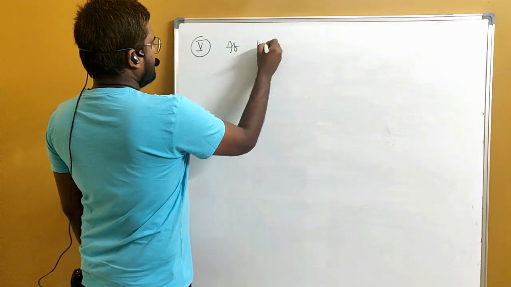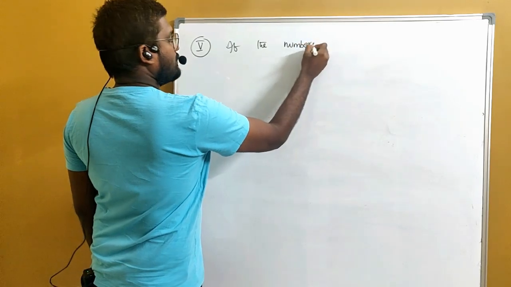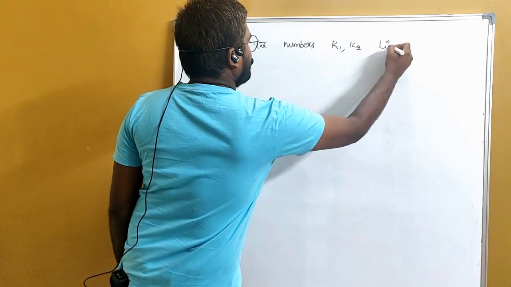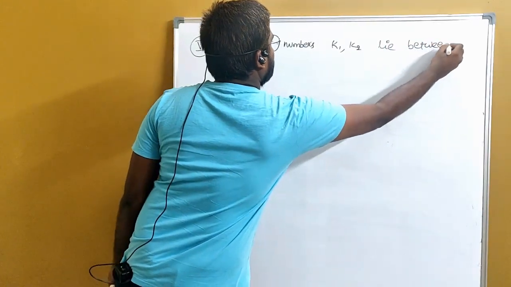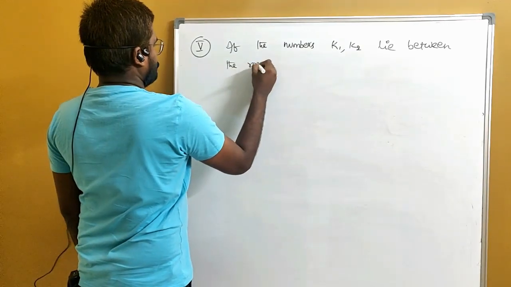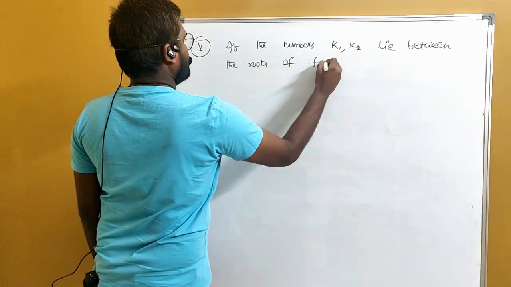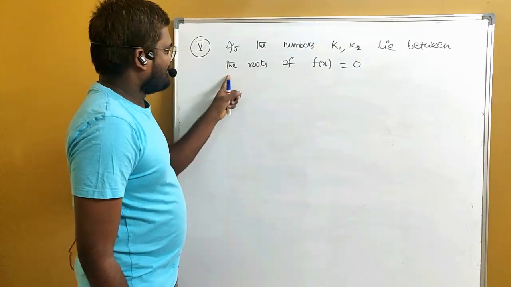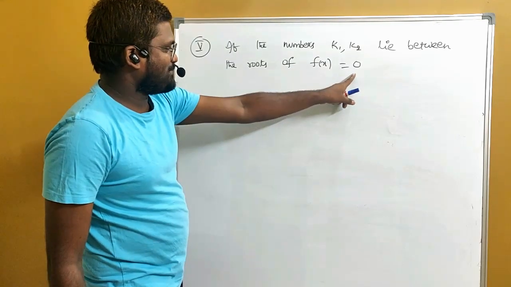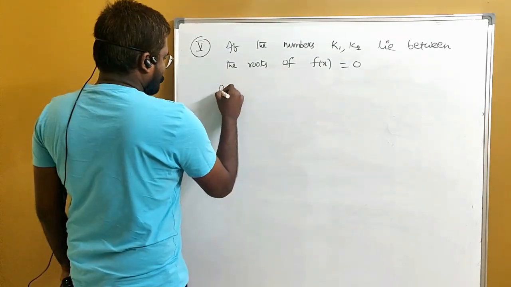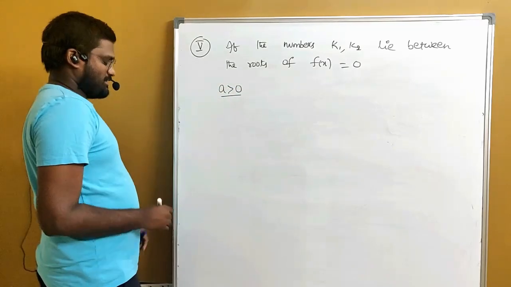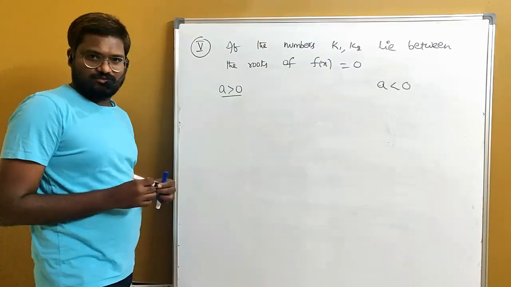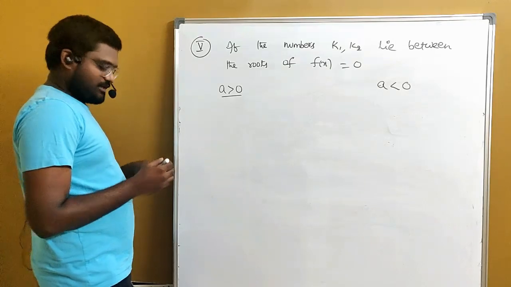If the numbers k1 comma k2 lie between the roots of f of x equals to 0. The numbers k1 and k2 lie between the roots of f of x equals to 0. Now in this case, again I will consider 2 cases, a greater than 0 as well as a less than 0.